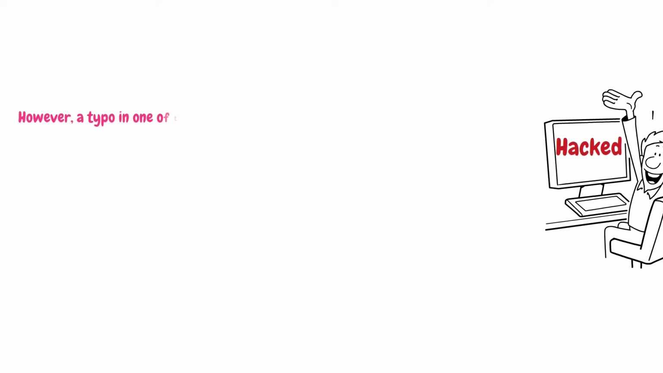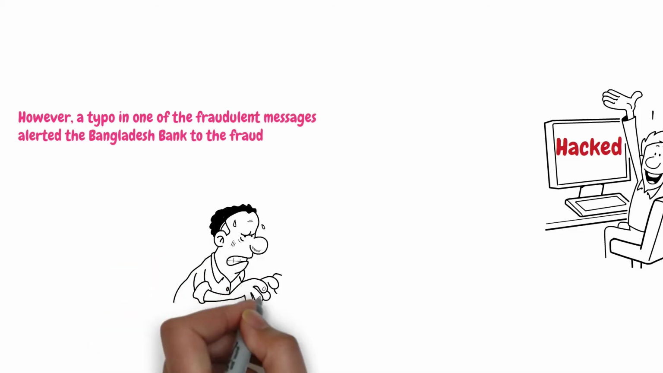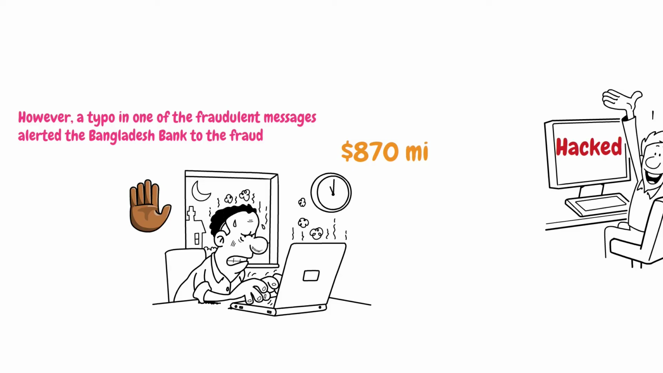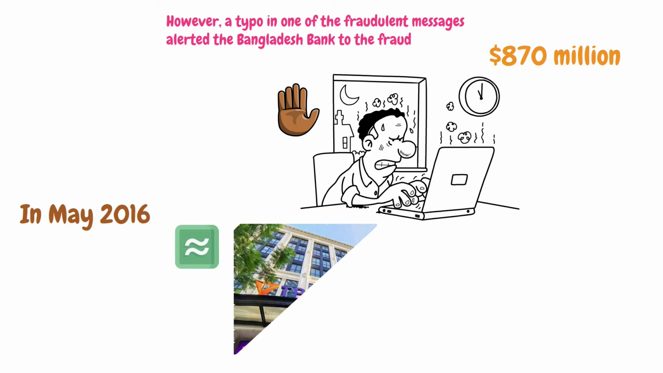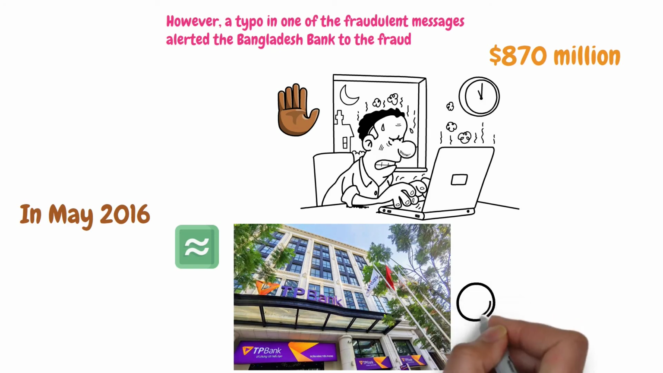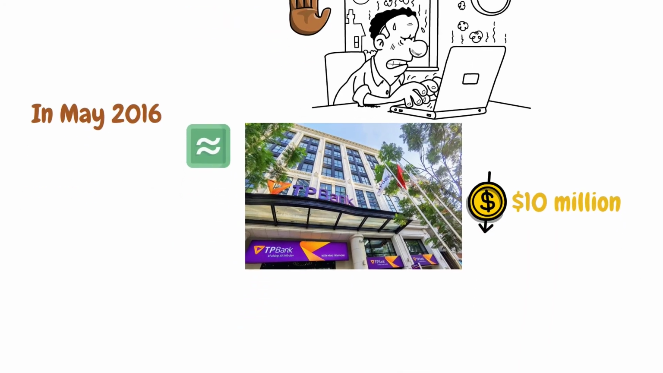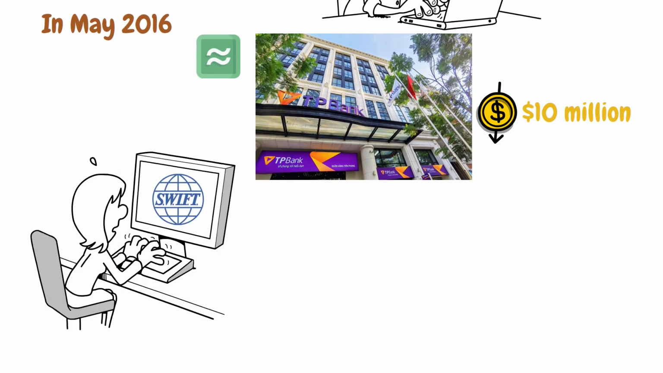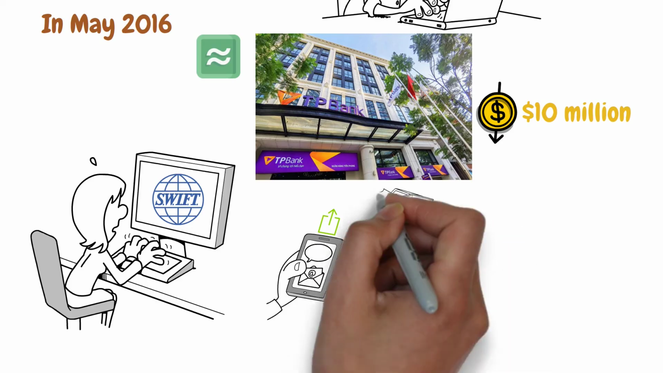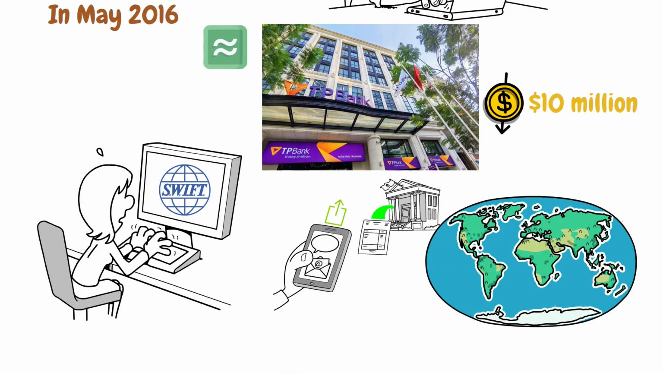However, a typo in one of the fraudulent messages alerted the Bangladesh bank to the fraud, and they were able to stop the transfer of an additional $870 million. In May 2016, a similar attack was launched against the Tien Phong Bank in Vietnam, resulting in the loss of $10 million. Again, the attackers had gained access to the bank's SWIFT system and used fraudulent messages to transfer funds to accounts in other countries.